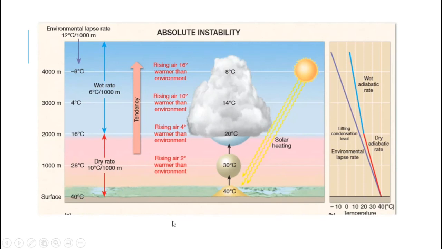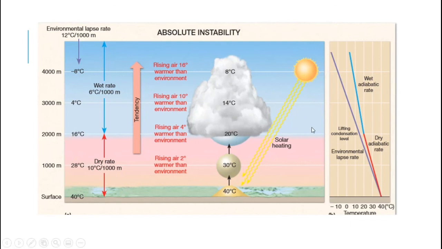Tingnan natin. So this is the environmental lapse rate, 12 degrees Celsius. So from 40 minus 12, you have 28. Minus 12, you have 16. Minus 12, you have 4. Minus 12, you have negative 8. Then looking at this, ito muna tayo sa dry rate. That's 10 degrees Celsius. So next start sa 40 minus 10, you have 30. Minus 10, you have 20. If you're going to compare this parcel of air, kumpara dito, this has higher temperature compared to the environment. Therefore, it will continue to rise. Okay, that's why this is absolute instability.